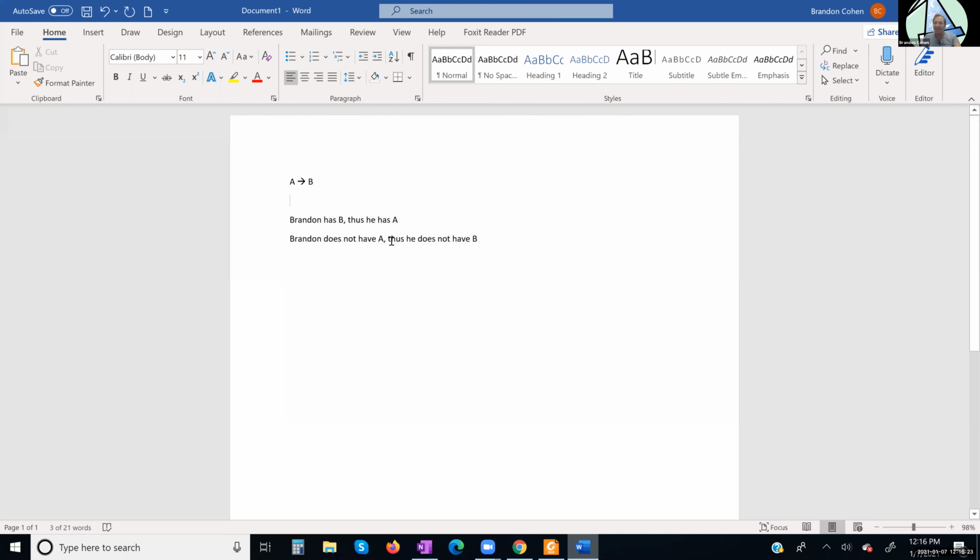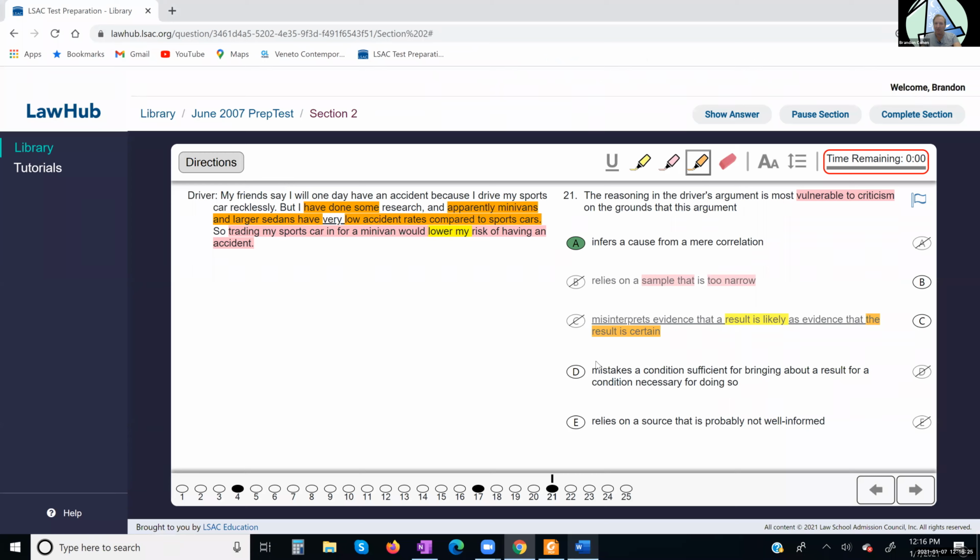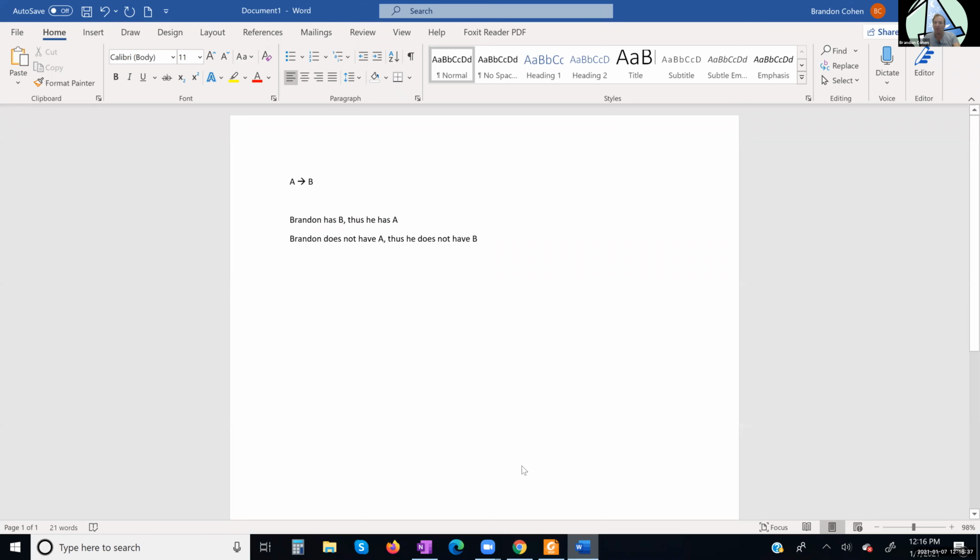So we'd have to have this going on in order for D to be correct. We don't have conditionality. There's no conditionality. So that allows you to eliminate D. If you picked it, it means that you don't understand the necessary sufficient well enough to know what this all is in the concept of conditionality.